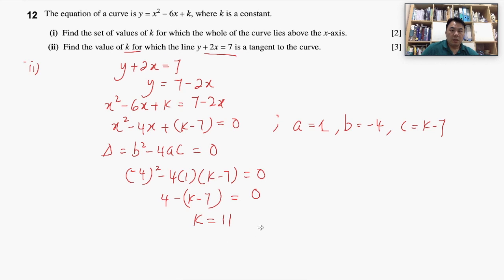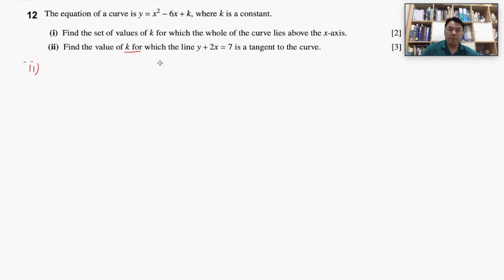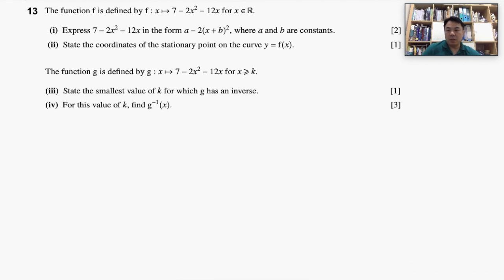So I hope you guys are clear on this. All right, let's move on to the next one. Just let me check if there's any. Okay, no. So now is question 13.